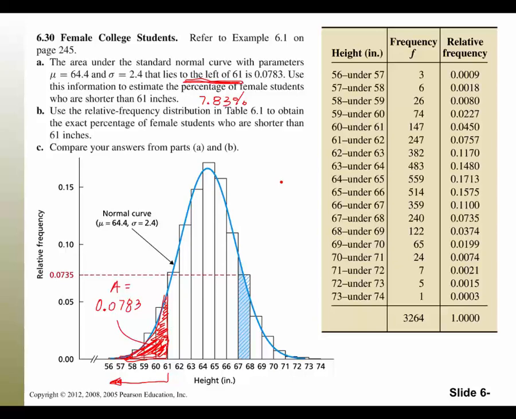Okay, so now let's use the table to obtain the exact percentage of female students who are shorter than 61 inches. So you do that, okay? So now use the table. You've done this before. So we want to know the percentage of female students who are shorter than 61. Go, you do that.